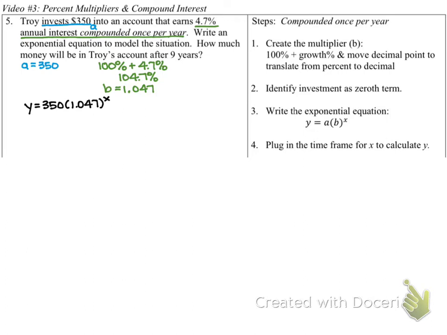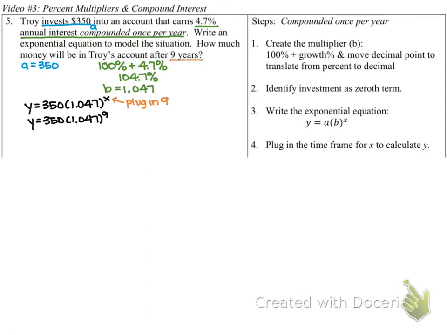Okay, we wrote the exponential model. How much money will be in Troy's account after 9 years? All right, so take a look at this. This is still in terms of years. That's important. So all of this is in terms of years, which means for x, I'm going to plug in 9. So again, I don't have to change the time frame here. It's kind of nice. So y is equal to 350 times 1.047 to the 9th power.